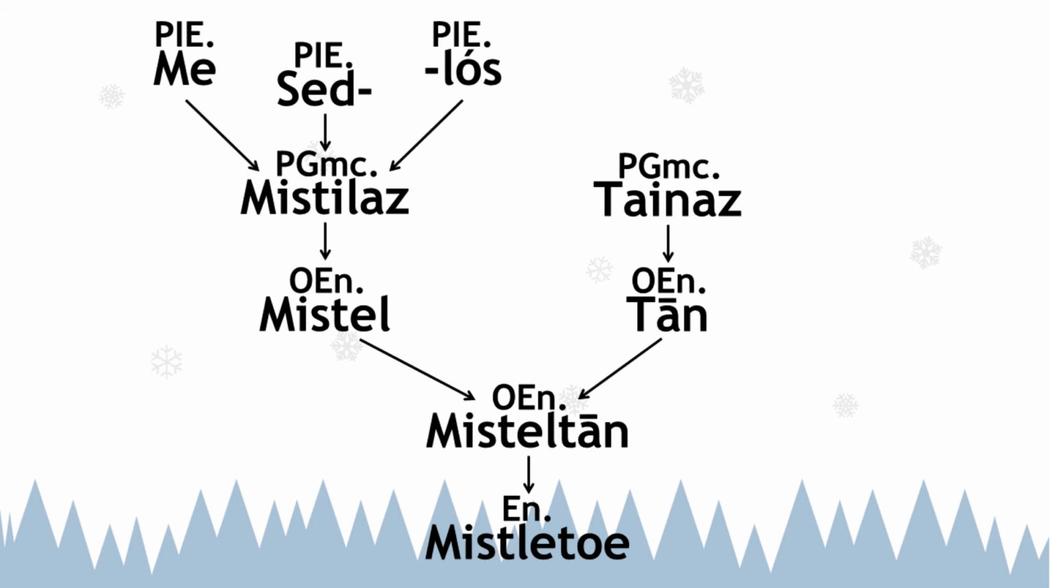The first element is common in Germanic languages, coming from Proto-Germanic mistilos, a compounded form of Proto-Indo-European me, in the middle of, and a reduced form of the root sed, to sit. Therefore, that which sits in the middle, referring to how the plant lives in the branches of other trees.